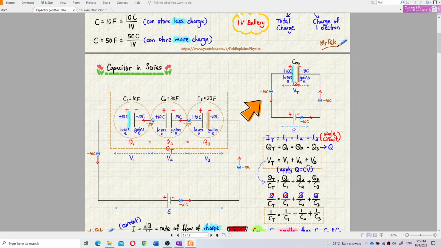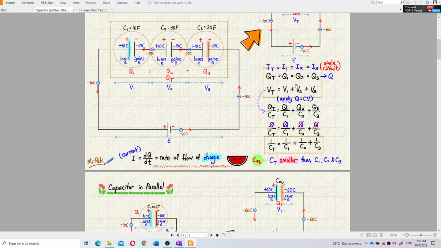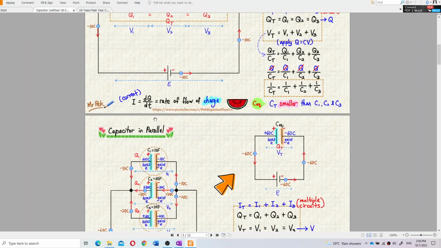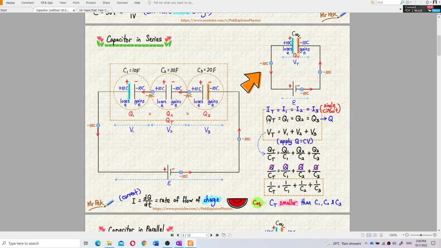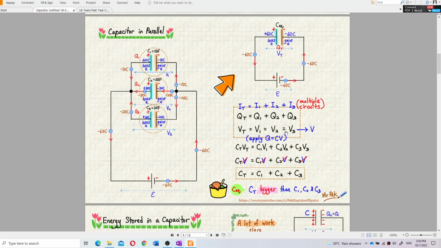That's series. But for a parallel circuit, the capacitors are connected in parallel, so they share the same voltage, because they share the same two points with the battery. So they all have the same voltage as the total voltage. V total equals V1 equals V2 equals V3. So go back to your basics. Know the relationship very well. Know about series and parallel, the relationship of the charge, voltage, and the capacitance. This is very important.